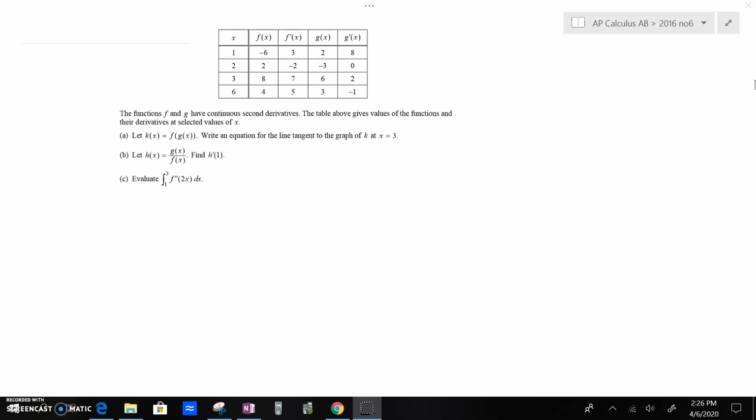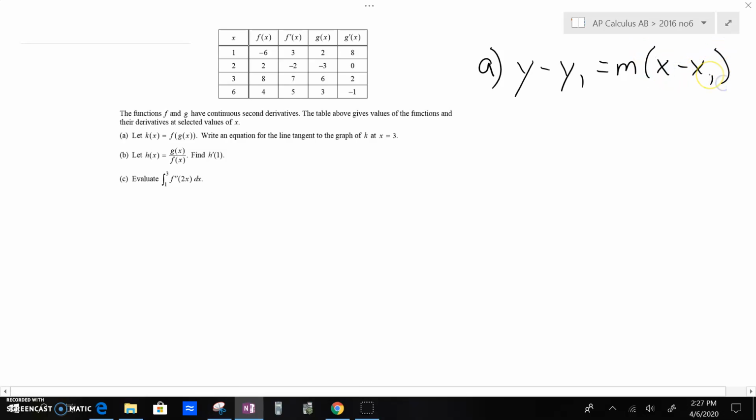The first one, part A, is saying we're going to define this third function, k of x, is f of g of x. So it's a composite function. Write an equation for the tangent line to the graph of k at x equals 3. You're not going to be responsible for actually figuring out what k is, just writing a tangent line to it. So tangent lines always are going to take that same format, and you can just leave it in that format once you have it, unless you're specifically told otherwise, but I can't imagine a situation where that would happen.